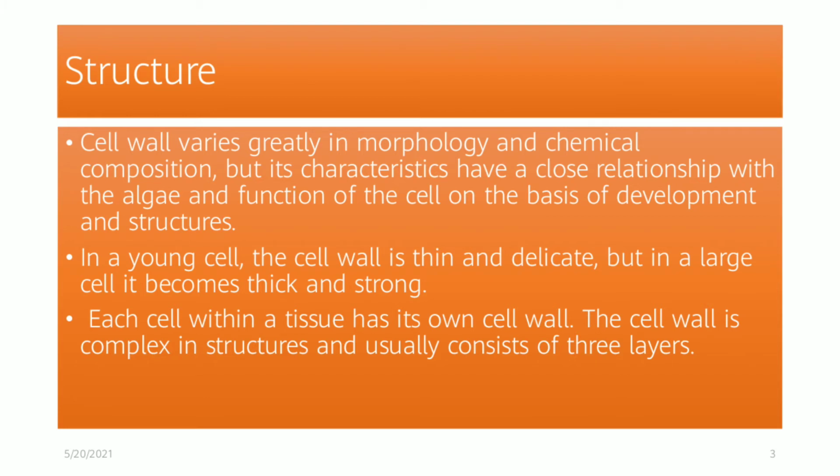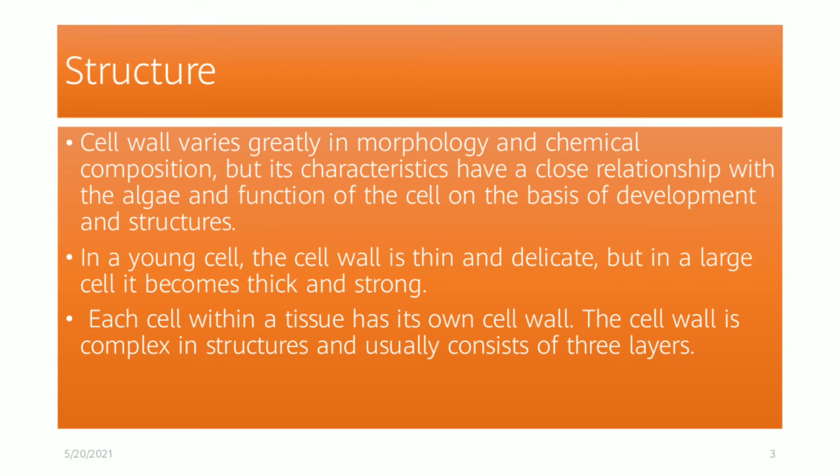So let's discuss the structure of cell wall. Cell wall varies greatly in morphology and chemical composition, but its characteristics have a close relationship with the function of the cell on the basis of development and structures. In a young cell, the cell wall is thin and delicate, but in a large cell, it becomes thick and strong. It means if the cell is young, the cell wall is delicate and thinner, and it is larger and stronger and much thicker in mature cells, or you can say in big cells.